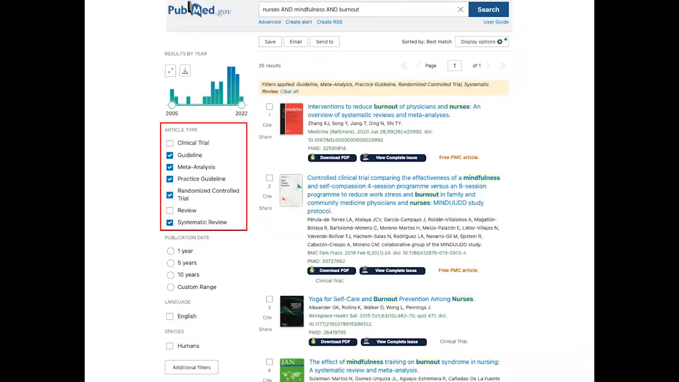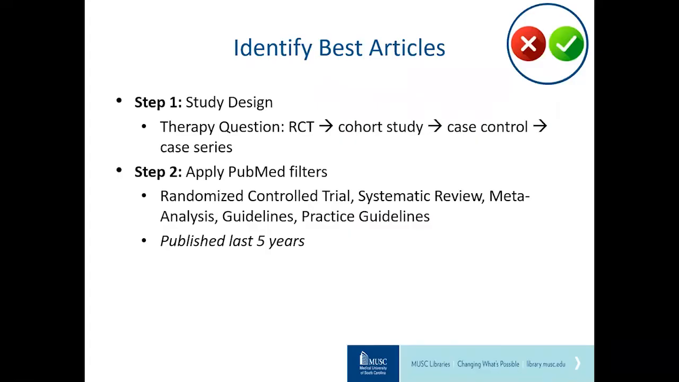And as you can see, when we looked at that, applying those filters in PubMed, like Emily walked us through, when we apply those filters, we have 26 results. In looking at those results, we see that many of the articles in our collection are systematic reviews.